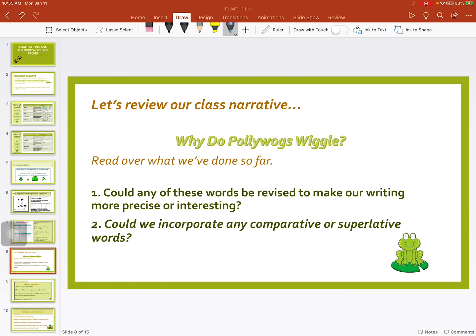So in class, we wanted to think about words that we can revise in our writing to make it more precise and interesting. So think about your class narrative. Was there any more words that you could add to make it more interesting? And can you add or incorporate any comparative or superlative words?